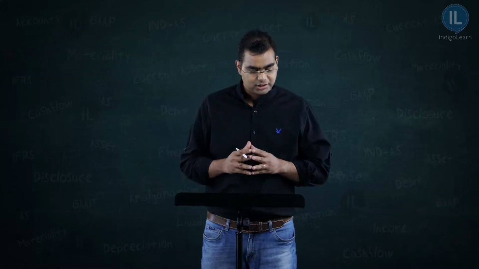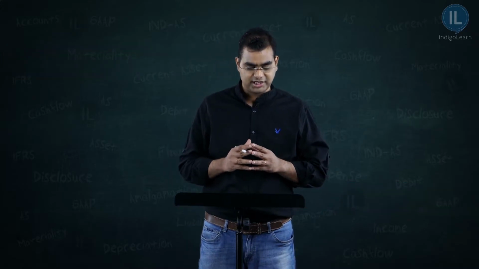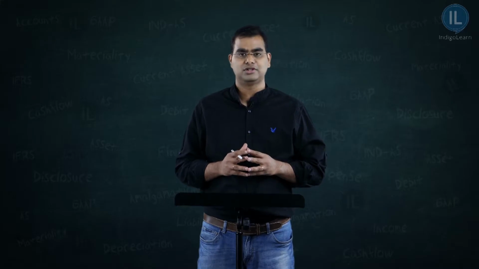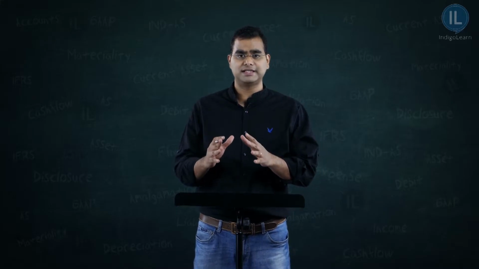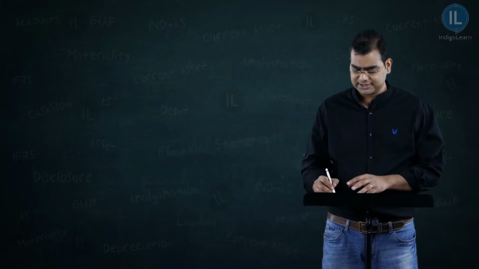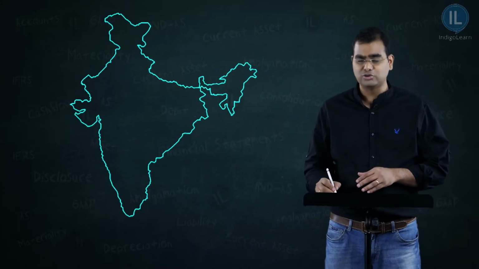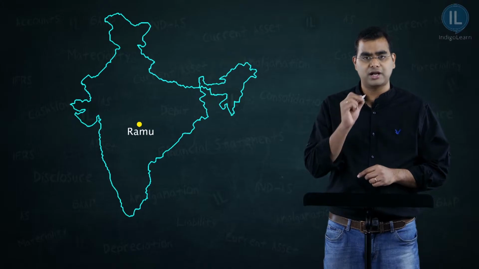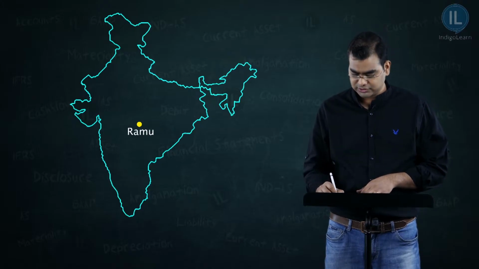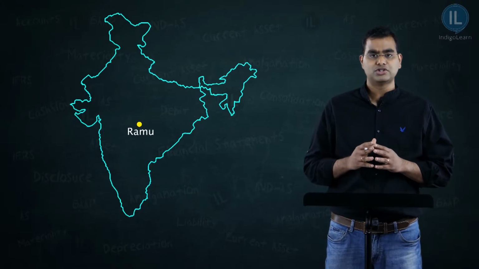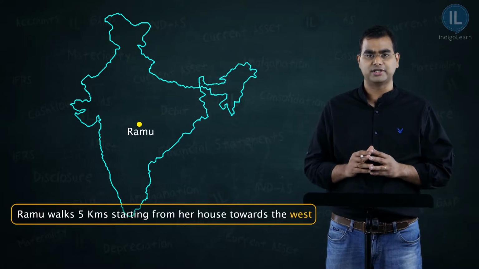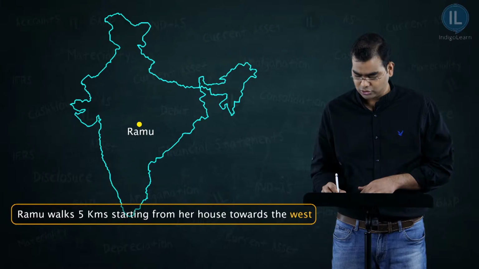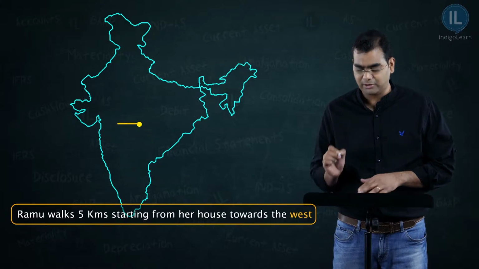Look at this problem. Ramu walks 5 kilometers starting from her house towards west. So students, what did I say? Whenever we are solving problems like this, we have to imagine the India map. Let's see, there's an India map here and Ramu is in the center of the country, in Nagpur. Okay, so this is where Ramu is, right? So she starts from her house and walks westwards for 5 kilometers. That's what the question says. So she walks west for 5 kilometers.